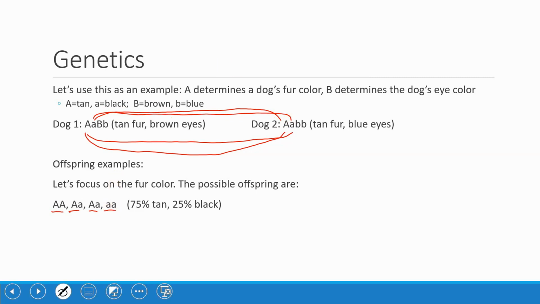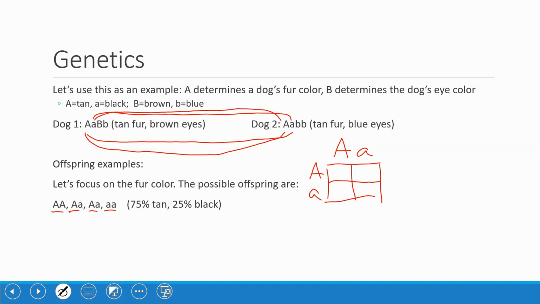And that's how I find these. The other way you could do this is with a chart. A Punnett square is what this is called. If you wanted, you could take each dog, so let's say dog 1, and put it on one side, and dog 2, put it on the other side. And then you just look at each of these combinations.